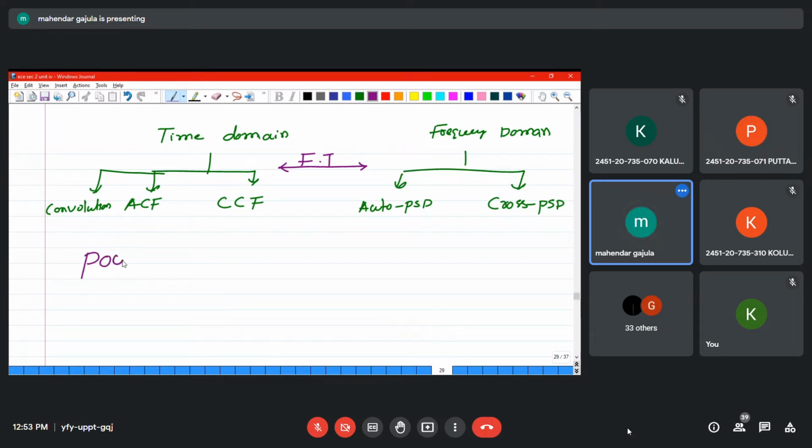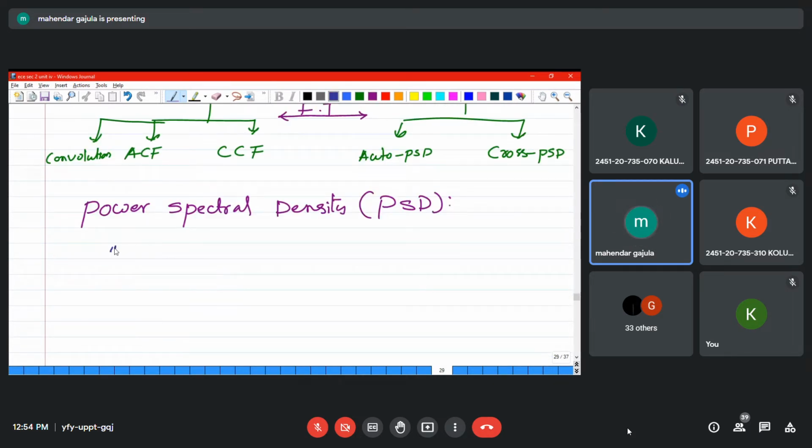is power spectral density, PSD. It talks about the power per unit bandwidth. Simply I am writing power per unit bandwidth. Can someone tell me what is the unit for this? Power means watts, for bandwidth, hertz, so watts per hertz.